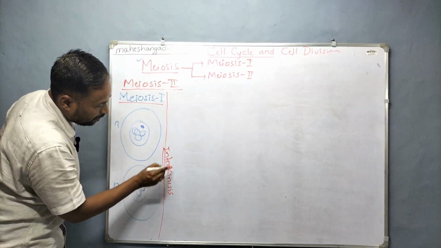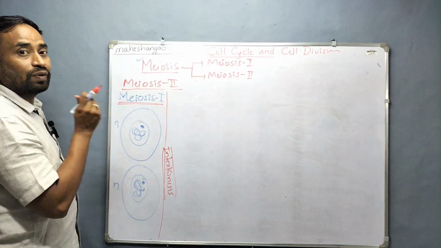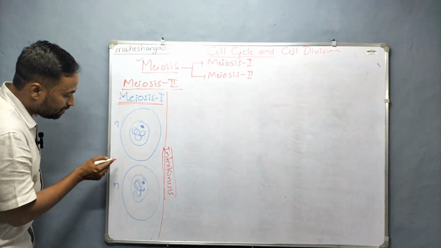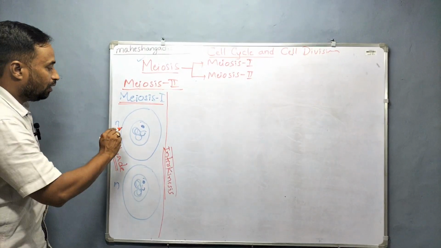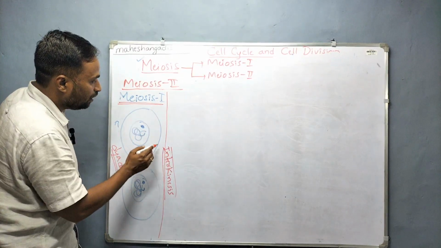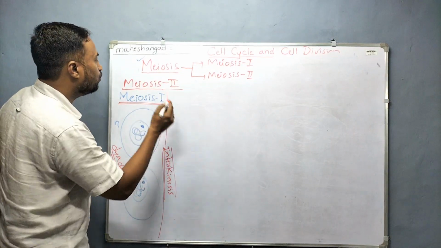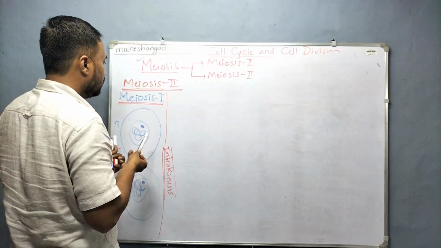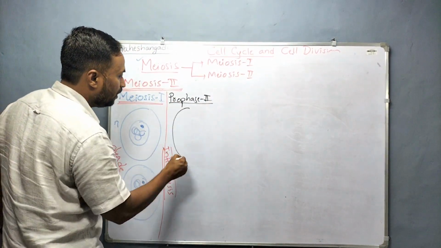Interkinesis. See here, by the end of meiosis 1, how many cells are formed? Two daughter cells are formed. This stage is also called a dyad. After the formation of the dyad, by the end of meiosis 1, it enters into what? Interkinesis. It is of very short duration. Then it moves to meiosis 2. In meiosis 2, it first enters into prophase 2. Let's see what changes occur in the cell during prophase 2.